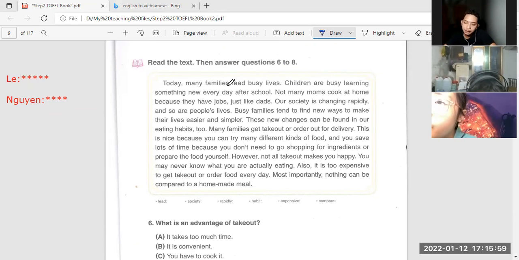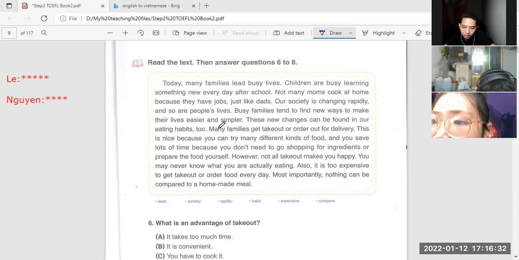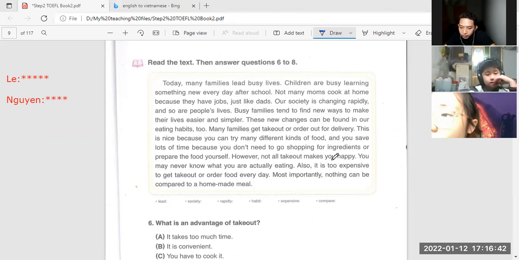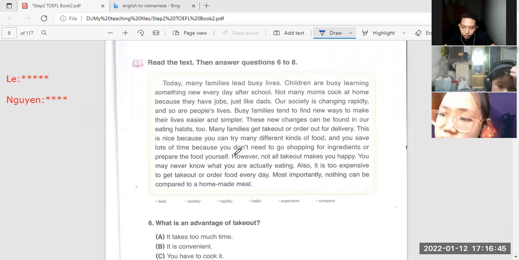Today, many families lead busy lives. Children are busy learning something new every day after school. Not many moms cook at home because they have jobs, just like dads. Our society is changing rapidly, so are people's lives. Busy families tend to find new ways to make their lives easier and simpler. These new changes can be found in our eating habits too. Many families get takeout or order out for delivery. This is nice because you can try many different kinds of food and you save lots of time. You save lots of time because you don't need to go shopping for ingredients or prepare the food yourself.